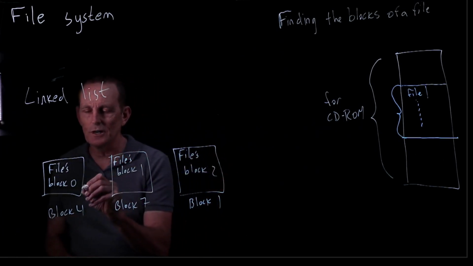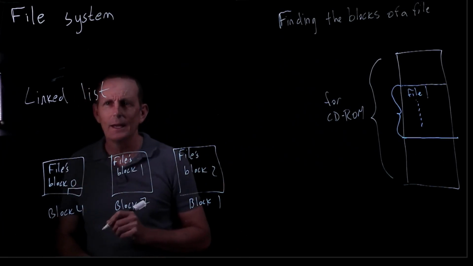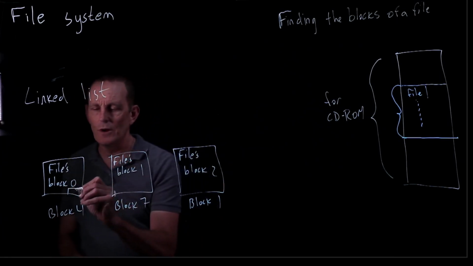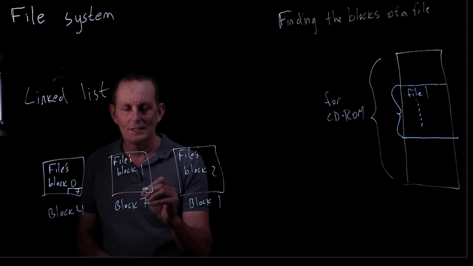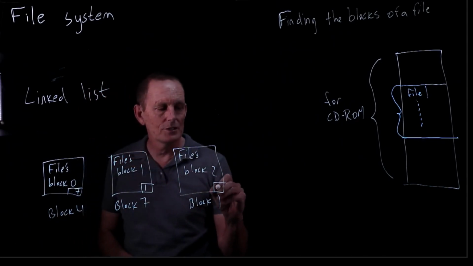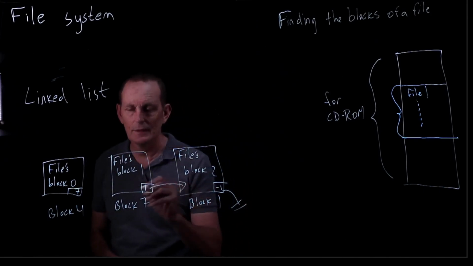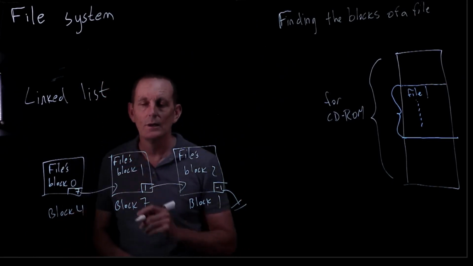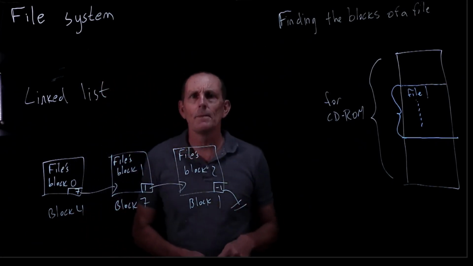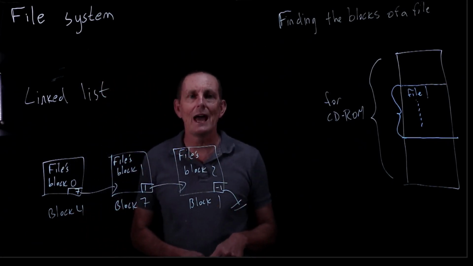And what we do is just reserve a little space in the block for the number of the next block. So this one would be 7. 7 points to, let's say, 1, and 1 points to -1, right? Something like that. So that works. We don't have any external fragmentation anyway.